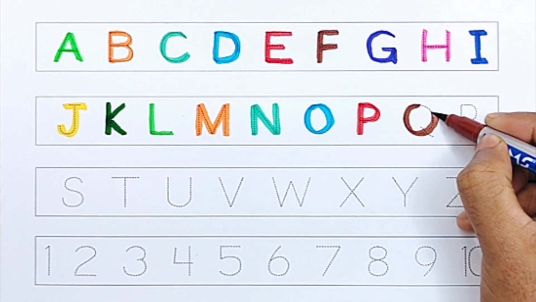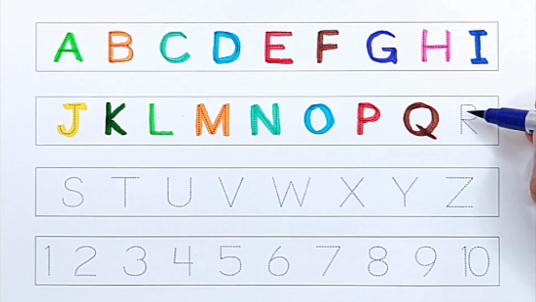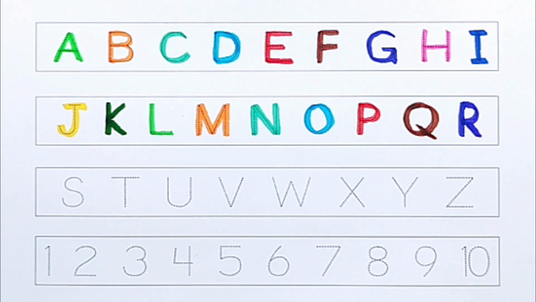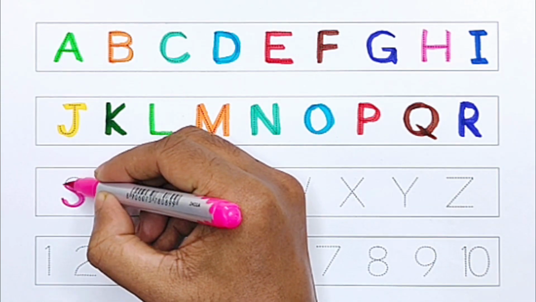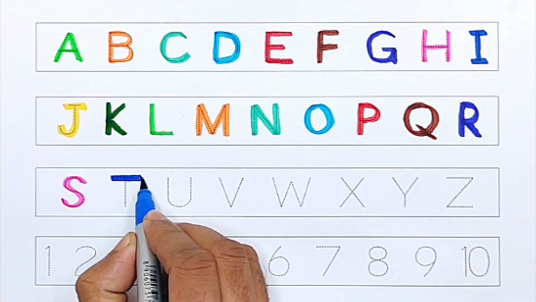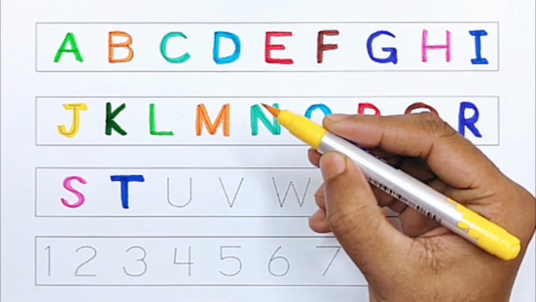Q for queen, purple color. R for rainbow, pink color. S for strawberry, blue color. T for tomato, yellow color.